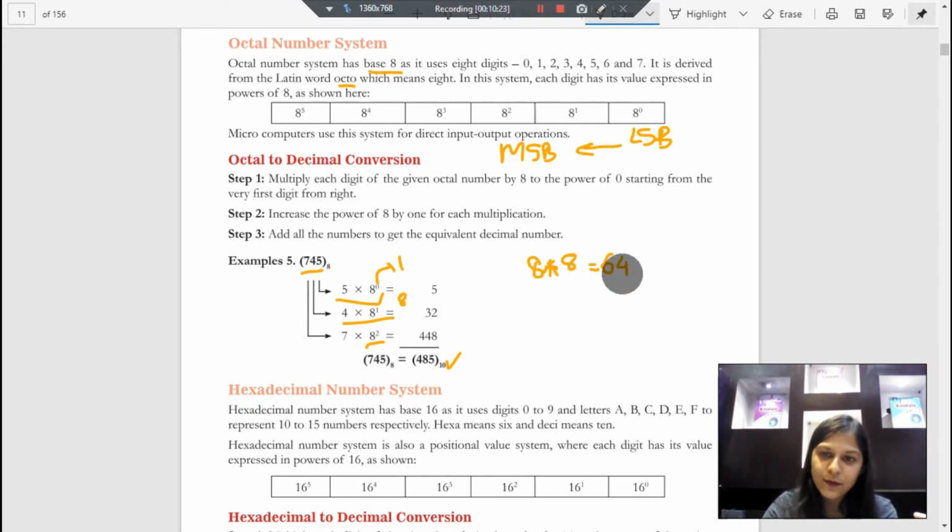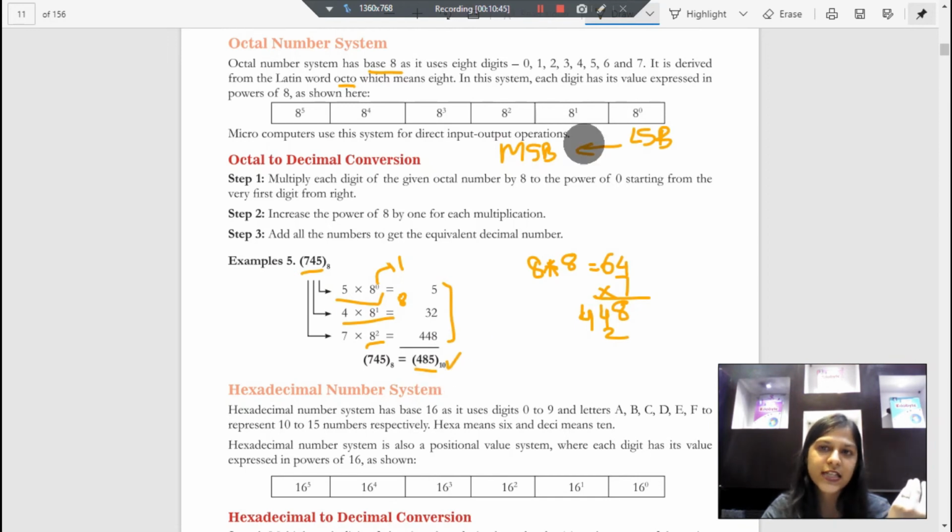Now we will have to multiply 7 by it. So 7 4s are 28. I'll get a carry here. 7 6s are 42, 44. Like that, we have solved this. So now we add all these numbers, right? And we will get the required decimal number, which is 485.